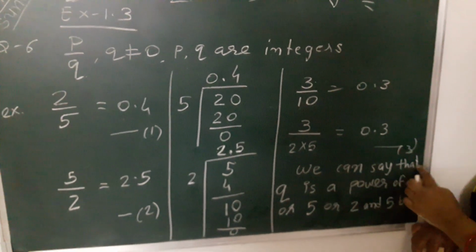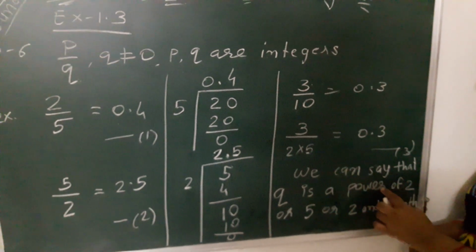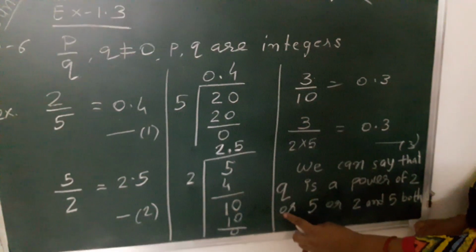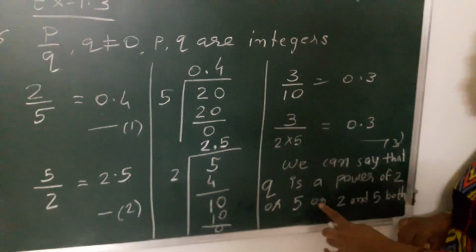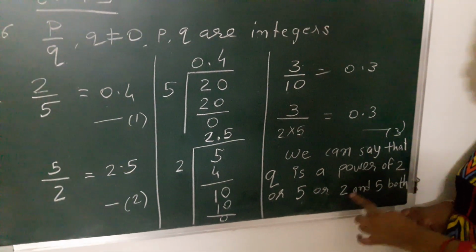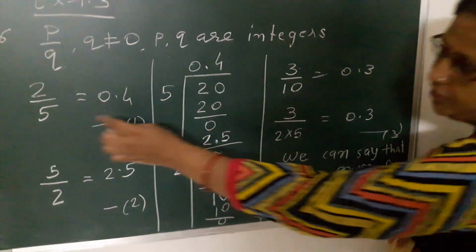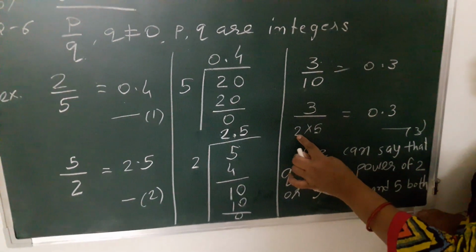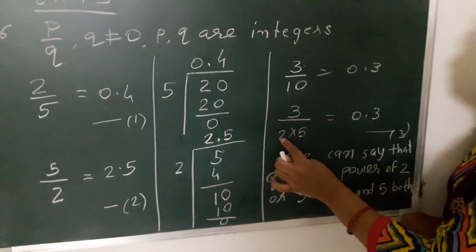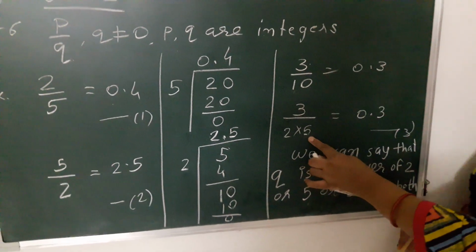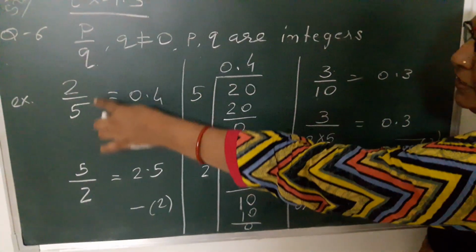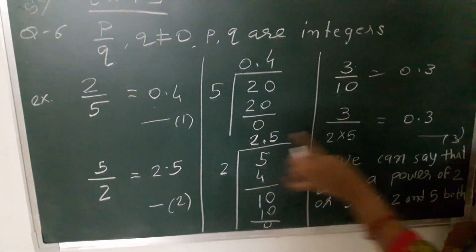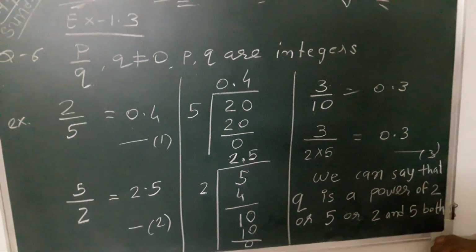So we can say that q is a power of 2, or a power of 5, or a power of 2 and 5 both. Here q is equal to 5, q equal to 2, and here q equal to 2 into 5, that is the power of 2 and 5 both. So p by q has terminating decimal expansion.